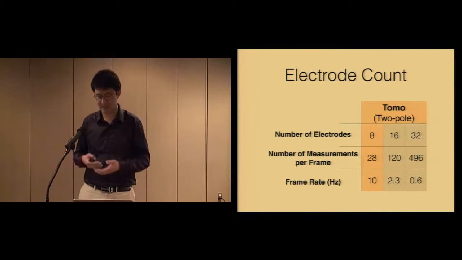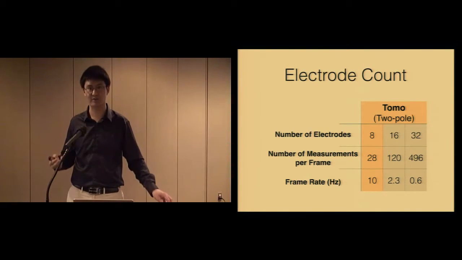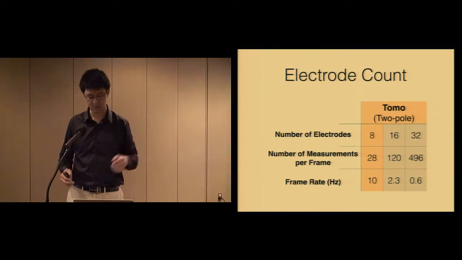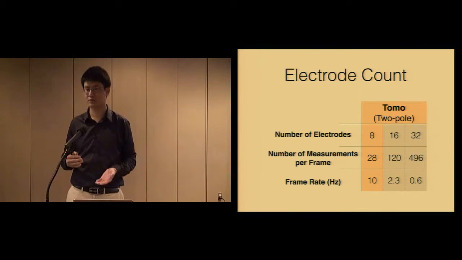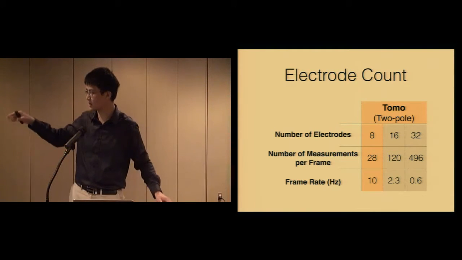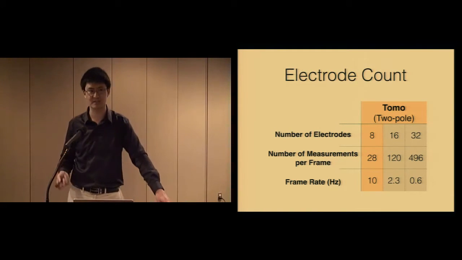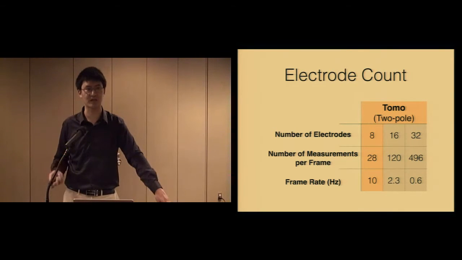But again, the trade-off is that the number of measurements increases as the square of the electrode count. So Tomo 1 could only obtain around 250 measurements per second, and that made 16 and 32 electrode configurations very slow. As you can see from the bottom row, the frame rate would drop to 0.6 frames, which is just not fast enough for interactive uses.